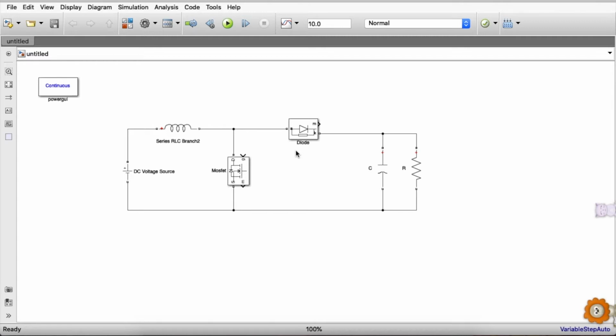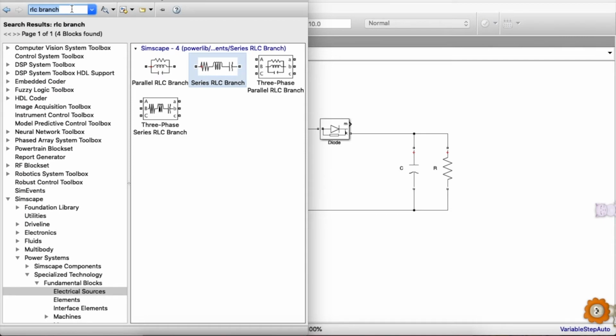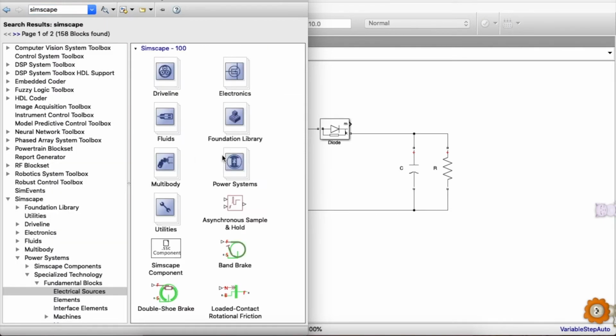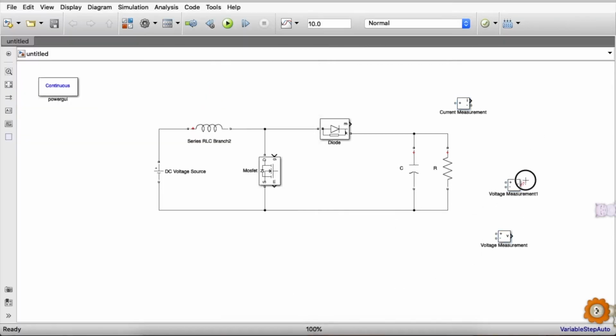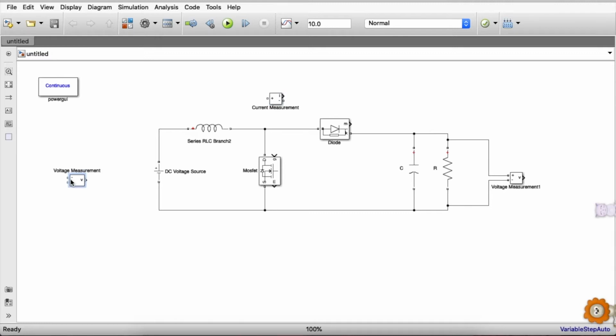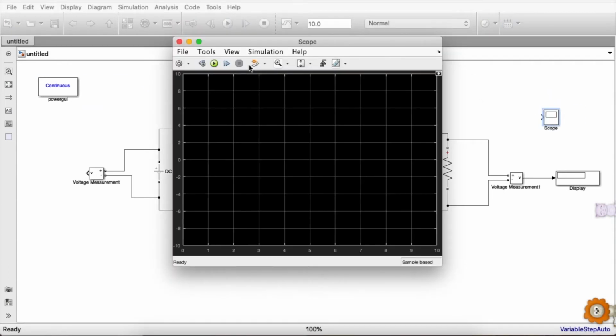So guys, as we can see, we have connected all the components here. Now for the measurement, we'll use the measurement blocks. We'll use two measurement blocks, one for the output voltage, one for the input voltage. Display to get the numerical value of the output voltage, and we will also use scope to analyze the graph. Now double click on scope and change the number of inputs to 2 because we are going to analyze the graph of output voltage as well as the input voltage.